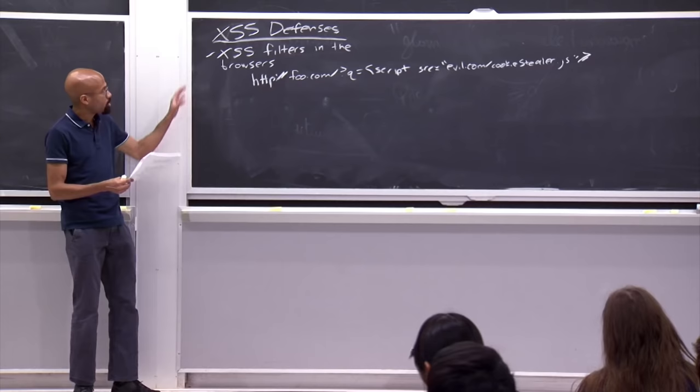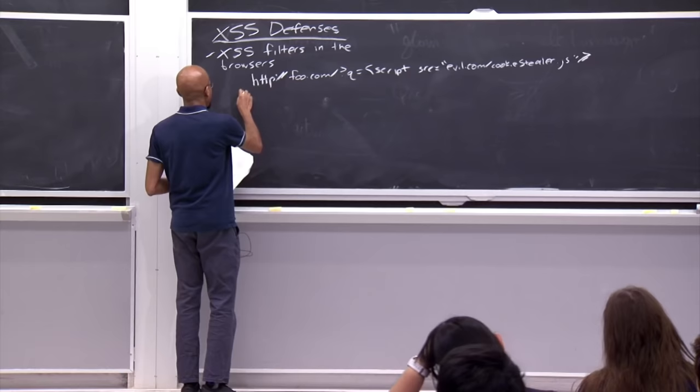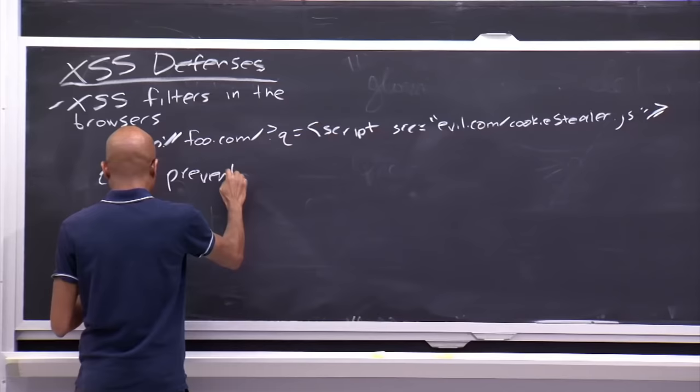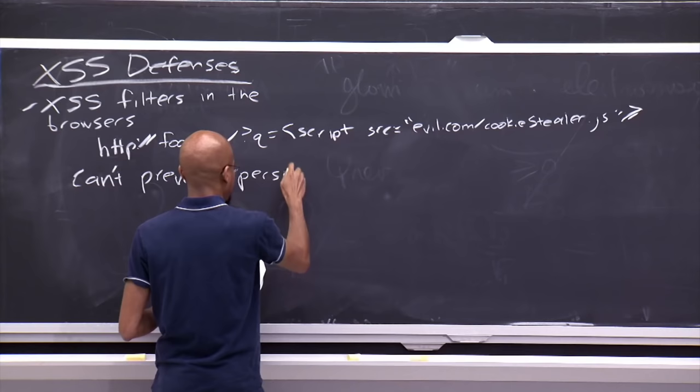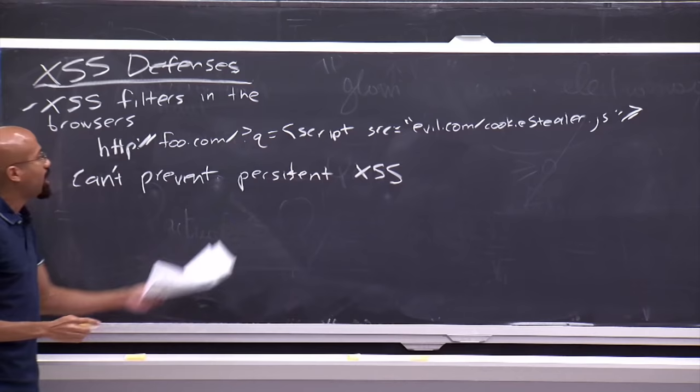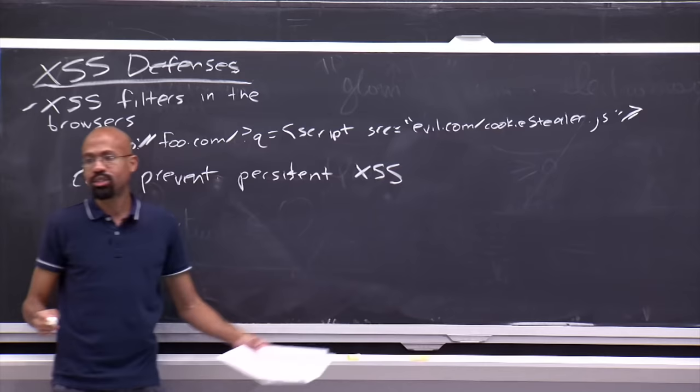And also, filters can't prevent what's known as persistent cross-site scripting attacks. This is known as a reflected or transient one because this script code just lives in the URL. Once the user's closed that URL, basically the attack's gone.